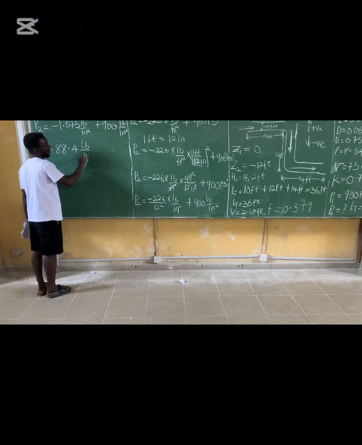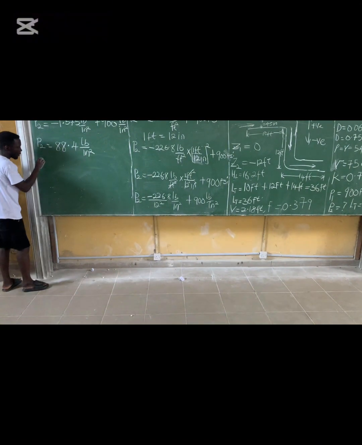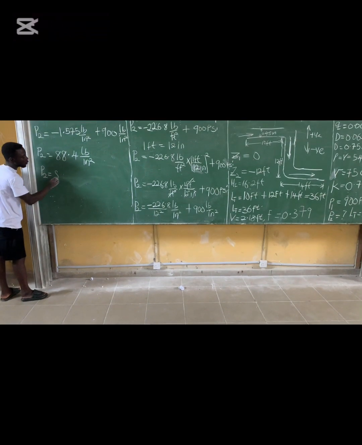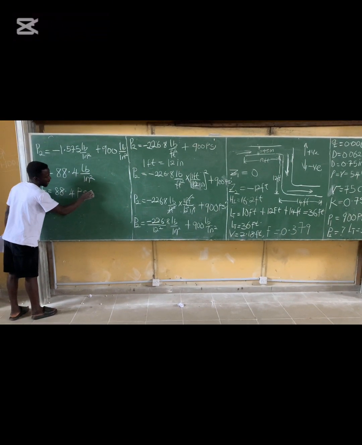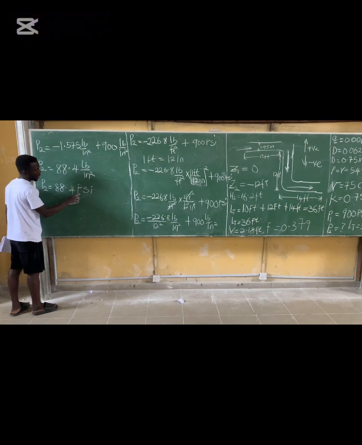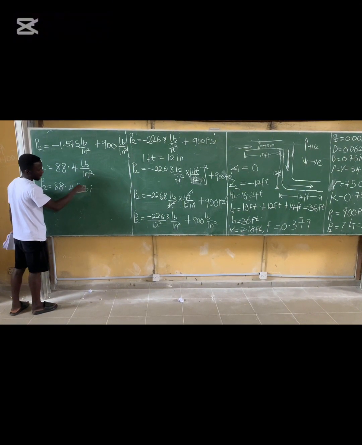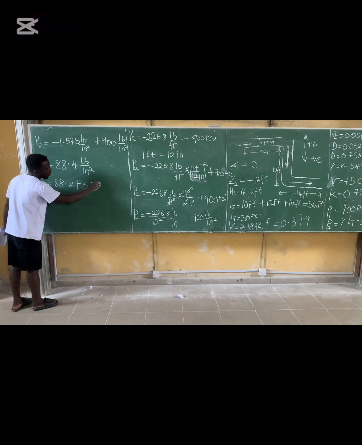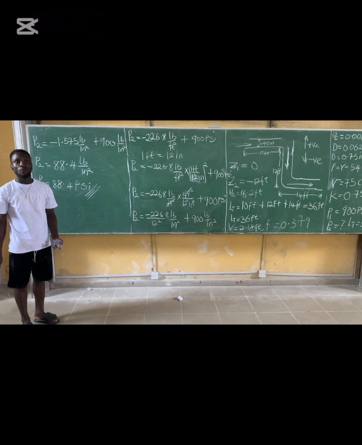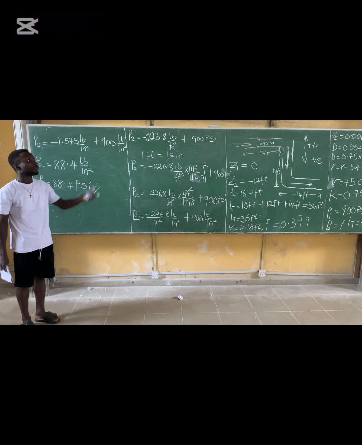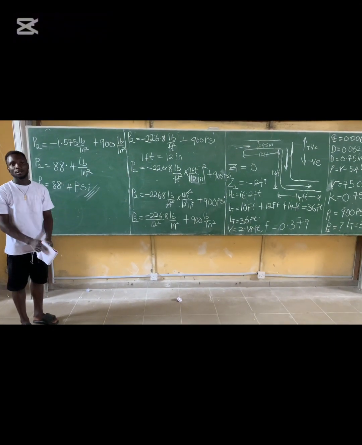So therefore, P2 is equal to 88.4 psi, pounds per square inch. So this becomes the answer. So this is how you calculate this sort of question on pressure using Bernoulli's equation. Thank you.